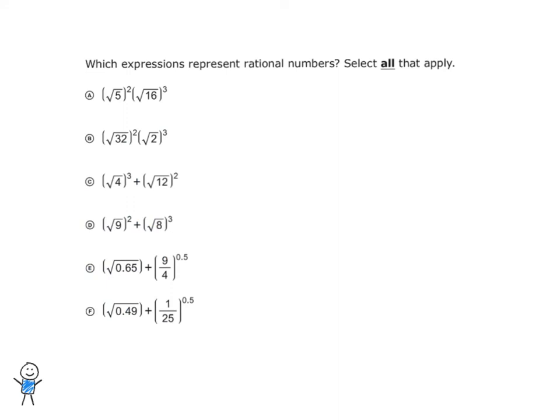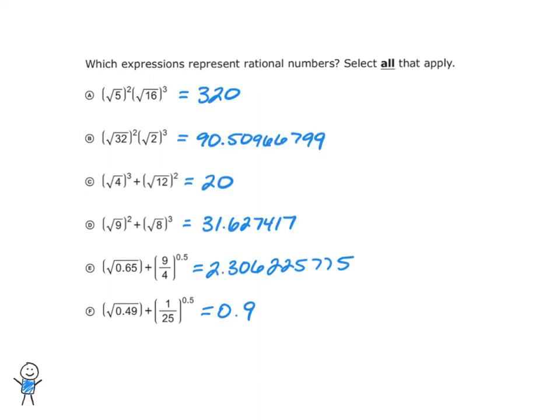This last example reads, which expressions represent rational numbers? Select all that apply. This is a very common standardized test question that you might see on a state test or in the ACT or SAT. And let me tell you how I would work through this. Just looking at the answer choices, I am not capable of determining which of those are rational versus irrational. But I know that I can convert each answer choice into a decimal number, and it will make this problem so much easier. So let's do that real quick.